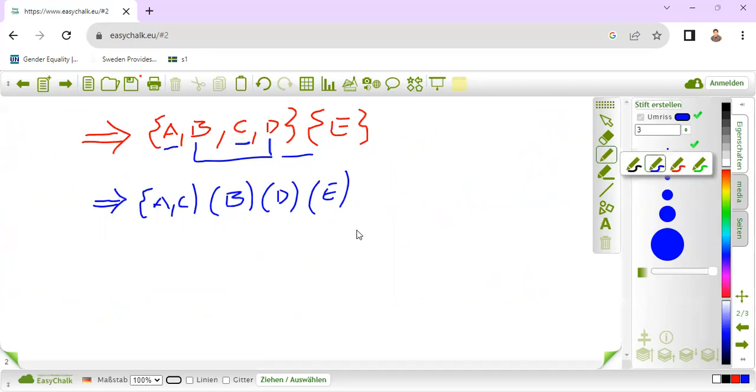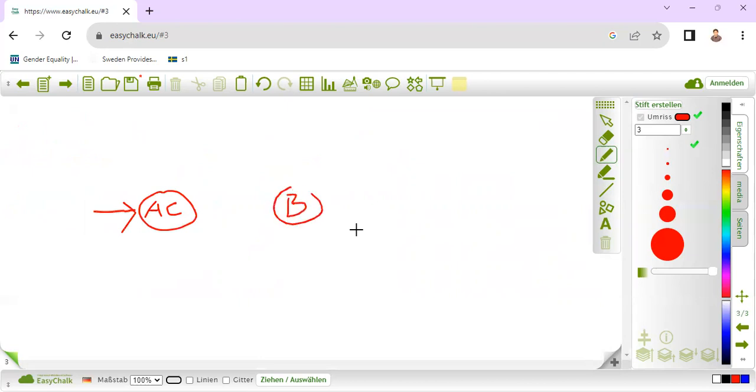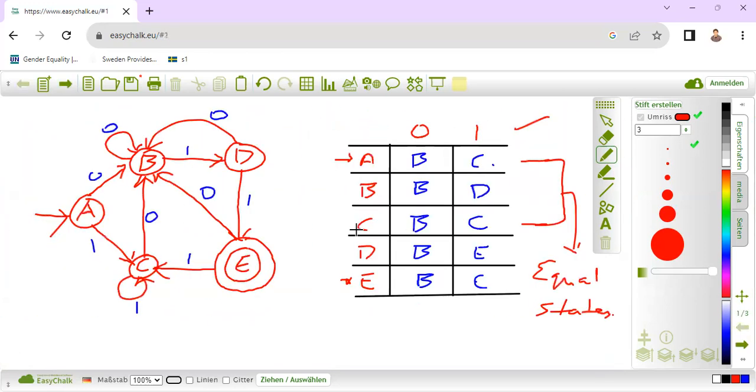Now as observed here, AC is one state, then B, D, and E. Now we'll construct the DFA. We have taken AC as one state, which we'll take as the initial state, and B, D, and E, which is the final state. Now we'll take the inputs and states as we observe in the previous transition table of the DFA.